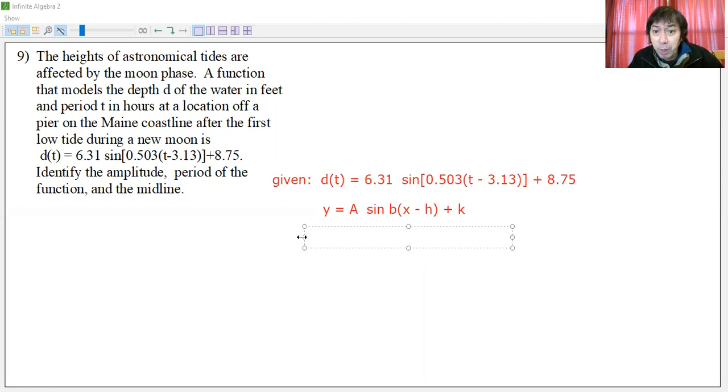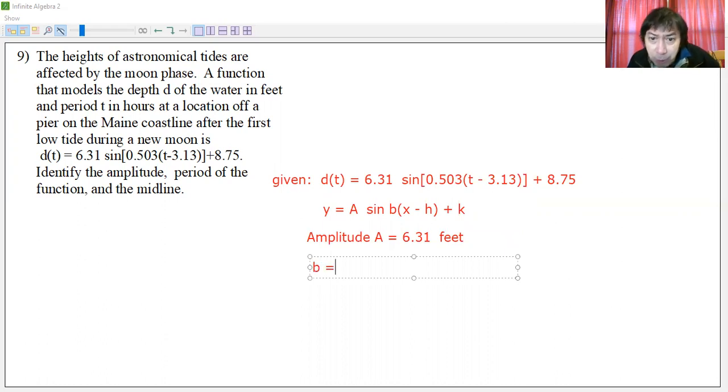From the given equation and comparing it to our equation, we have amplitude A. Amplitude A must be the 6.31, and the unit should be feet. The function models the depth in feet, yes. So this will be in feet. All right, what else? We can see the value for B. The value for B must be corresponding to 0.503 there, okay?